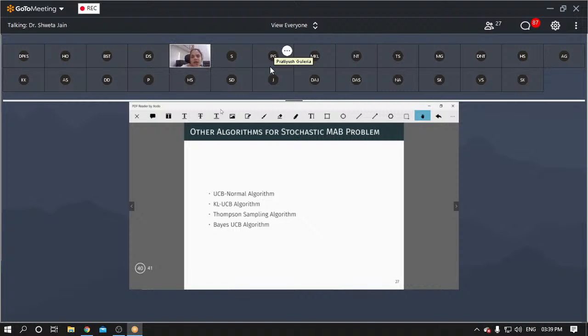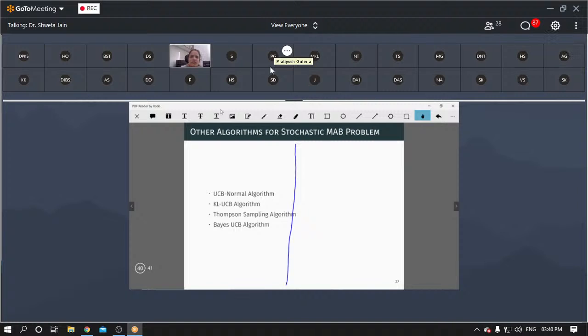Okay, so fine. What we discussed so far, let's just try to recap. We discussed the classical stochastic multi-arm bandit problem, and we assumed the 0-1 reward.